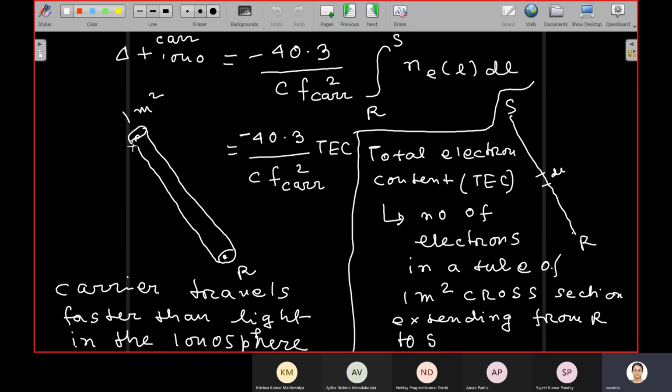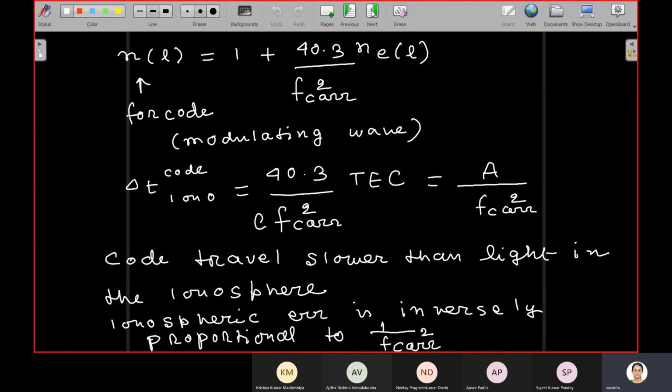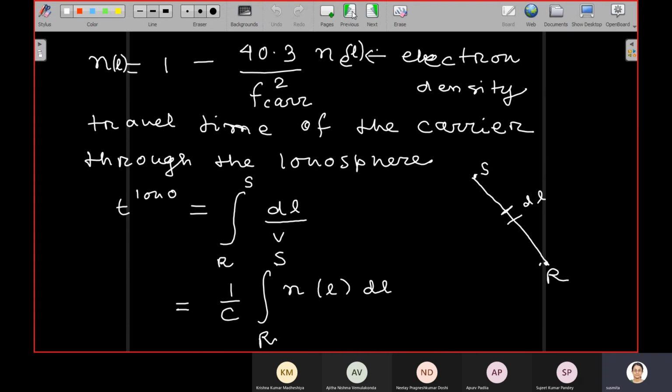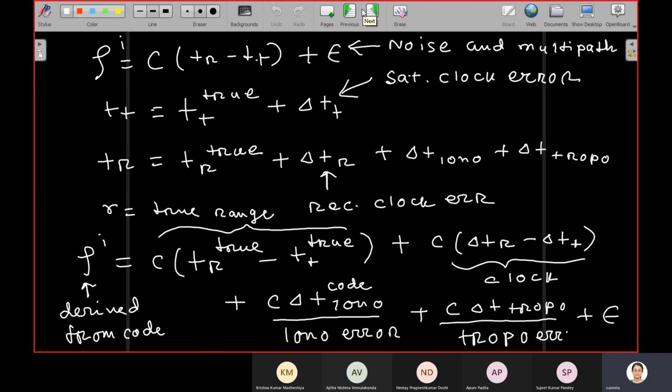By definition, total electron content is the number of electrons in this tube of 1 meter square cross section. That also does not depend on the carrier, right? So A will be the same in both, right? Now how about the other sources of error? We know that in the pseudo range measurement equation we have other sources of error.